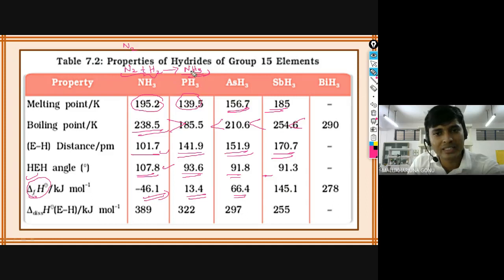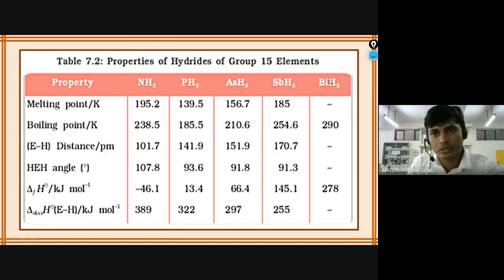The higher the value, the less the stability. That is the meaning of it. The higher the value of formation enthalpy, the more easily the bonds can be broken. Dissociation enthalpy: again, you require less energy as you go down the group. AsH3 can be broken easily, right? So we require a lot of energy to break the N-H bonds. This is all about the summary of this table, which is given in your textbook.